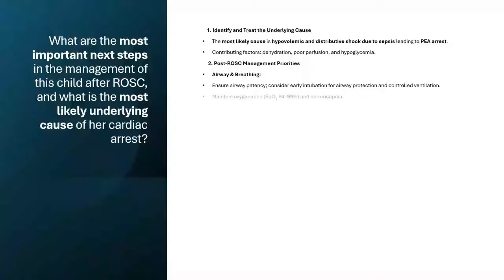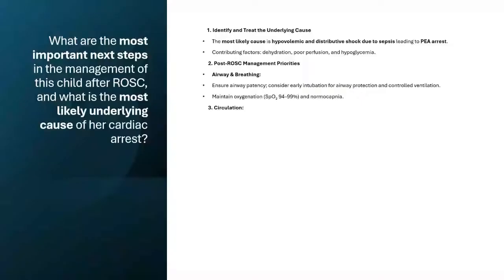So yeah, very good. The underlying cause of this case is most likely hypovolemic distributive shock due to sepsis, leading to the PEA arrest. The contributing factors are dehydration, poor perfusion, and hypoglycemia. So post-ROSC management priorities are always airway and breathing, ABCs; we focus on those. So we want to ensure airway patency, and consider early intubation for airway protection and controlled ventilation. We'll maintain oxygenation with a good SpO2 and normal capnia.